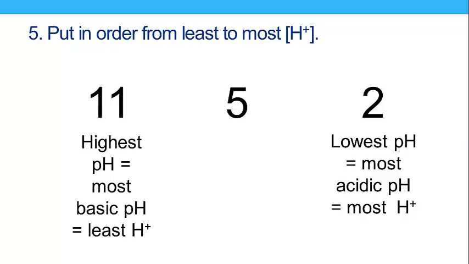The lowest pH is going to be pH 2. This is the most acidic pH, therefore it has the most H+. And since 5 is in between 11 and 2, we would expect the hydrogen ion concentration to be somewhere between 11 and 2.